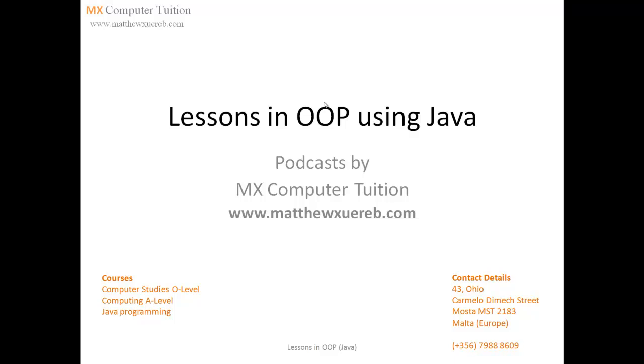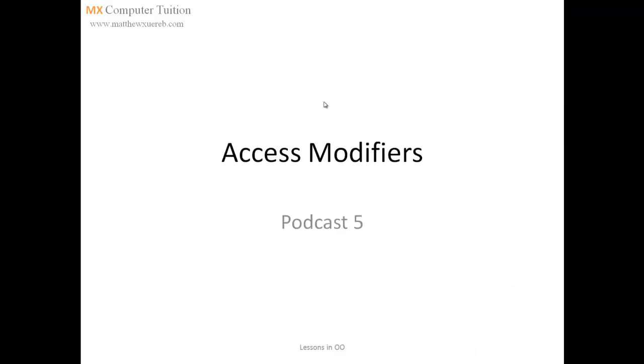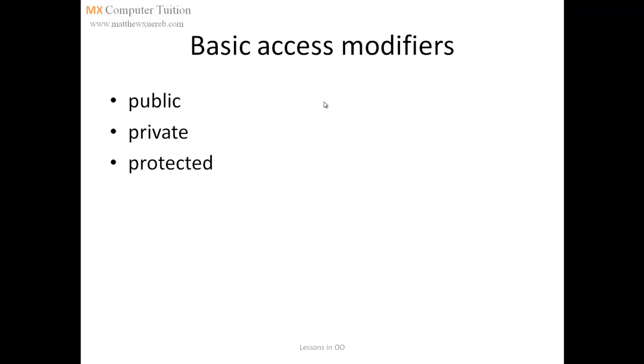In this podcast, I shall explain access modifiers. There are three basic access modifiers. These are public, private, and protected. Please note that for the time being, I am going to explain only the public and the private access modifiers.